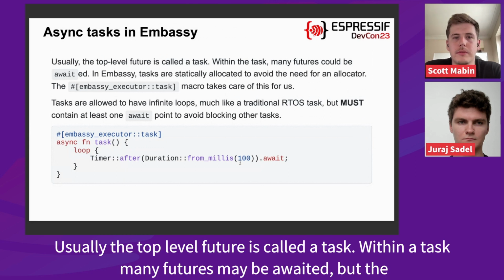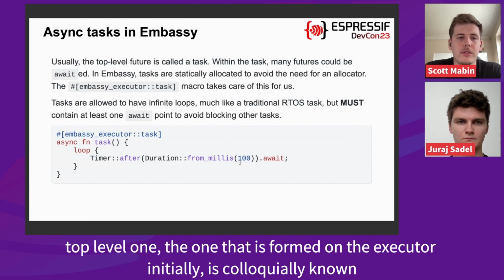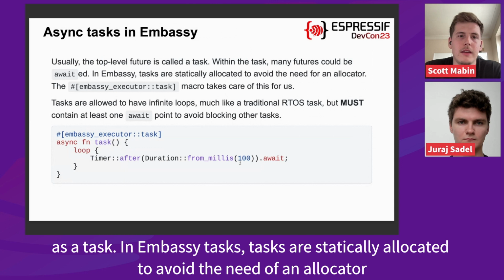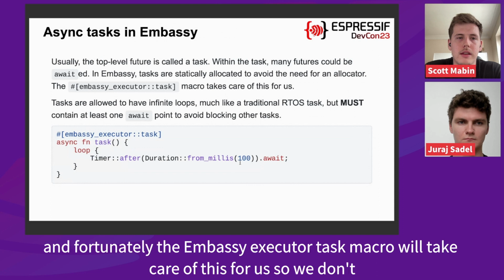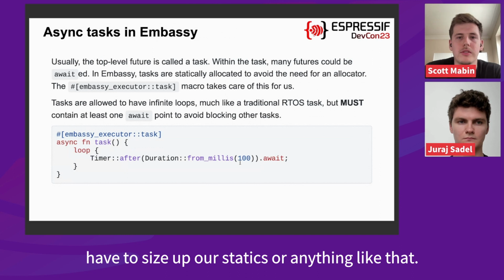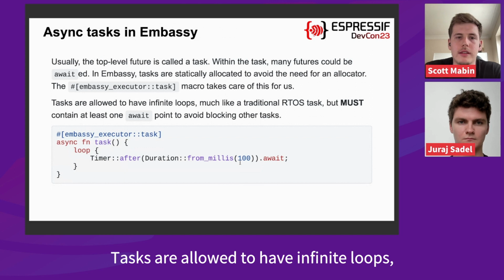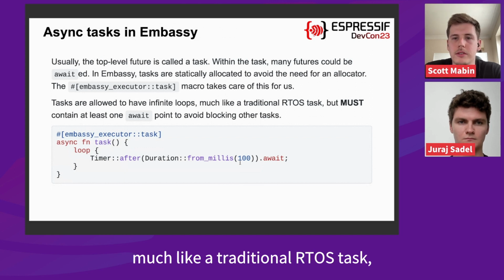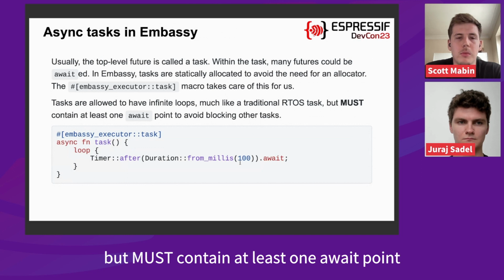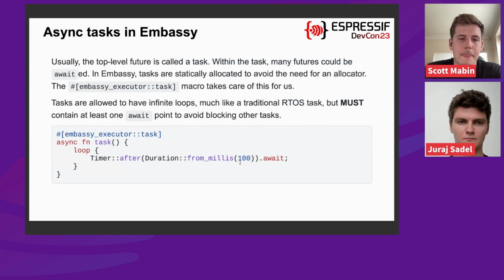Usually the top level future is called a task. Within a task, many futures may be awaited, but the top level one, the one that is spawned on the executor initially, is colloquially known as a task. In Embassy, tasks are statically allocated to avoid the need of an allocator. And fortunately, the Embassy executor task macro will take care of this for us, so we don't have to size up our statics or anything like that. Tasks are allowed to have infinite loops, much like a traditional RTOS task, but must contain at least one await point to avoid blocking other tasks.